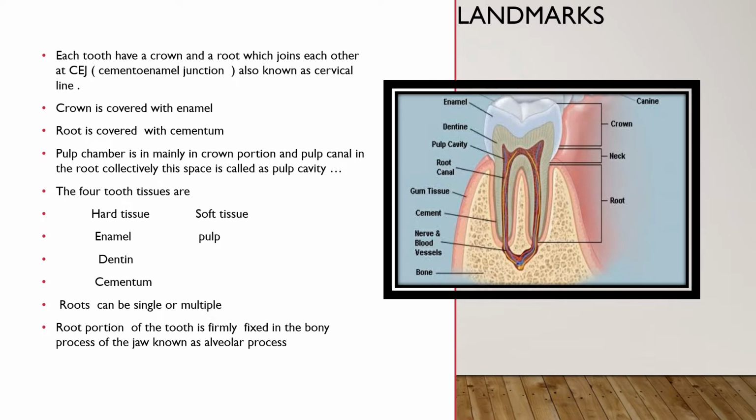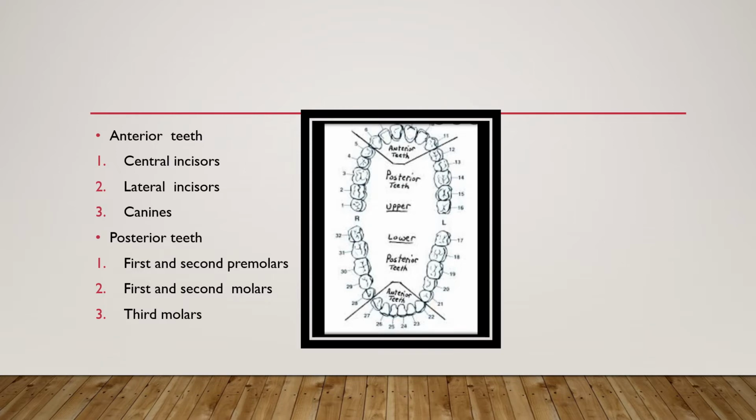Now let's move on to another slide. Moving on, the teeth present in the oral cavity can be divided into anterior teeth or posterior teeth. Anterior teeth are those teeth which are present anteriorly, आगे की तरफ, and posterior teeth are those teeth which are present posteriorly, that is पीछे की तरफ. So which are the anterior teeth? Anterior teeth are the central incisor, lateral incisor, and canine. And posterior teeth are the first and second premolar, first and second molar, and the third molar.